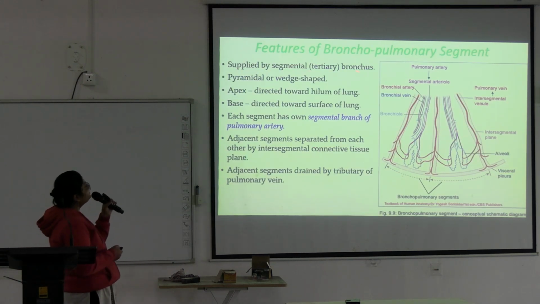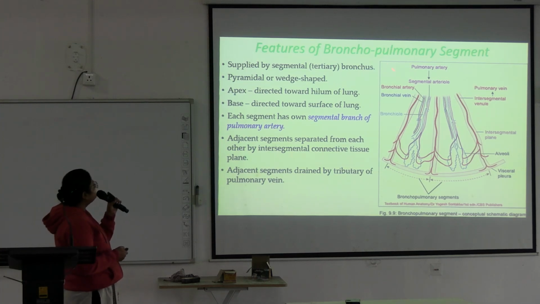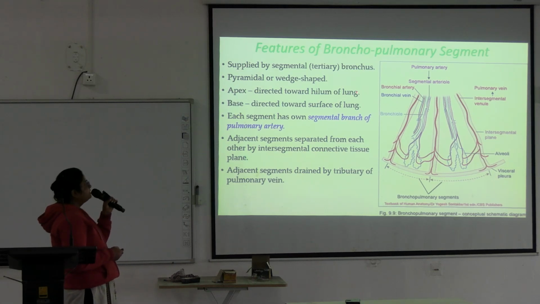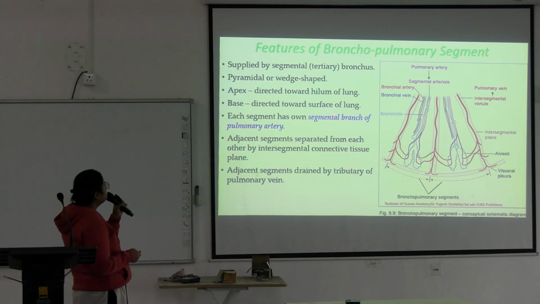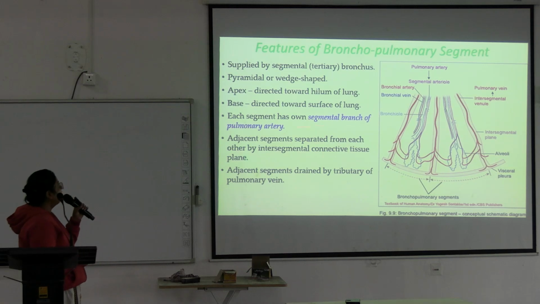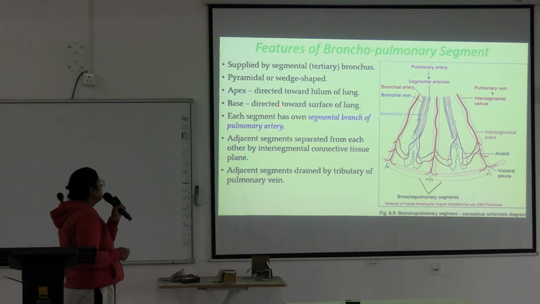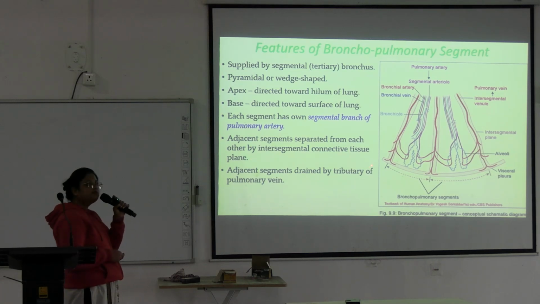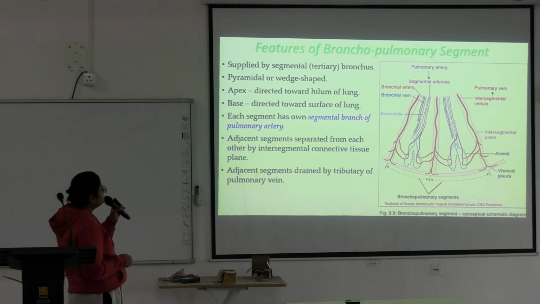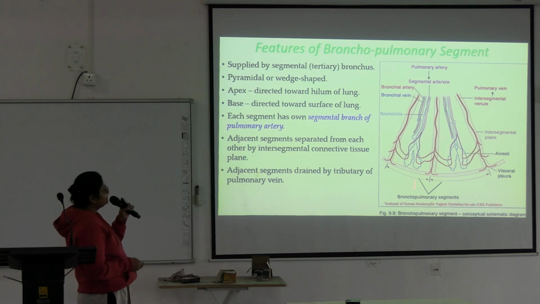So, what are the features of a bronchopulmonary segment? It is supplied by a segmental or tertiary bronchus, pyramidal or wedge-shaped. Apex is directed toward the hilum of the lung and base is directed towards the surface of the lung. Each segment has its own segmental branch of the pulmonary artery. Adjacent segments are separated from each other by an intersegmental connective tissue plane, and are drained by tributaries of the pulmonary vein. And these pulmonary veins lie in this intersegmental septum.